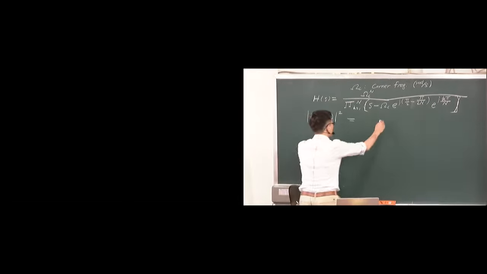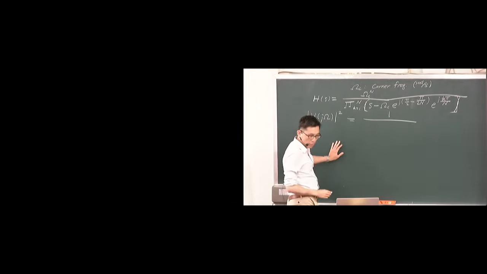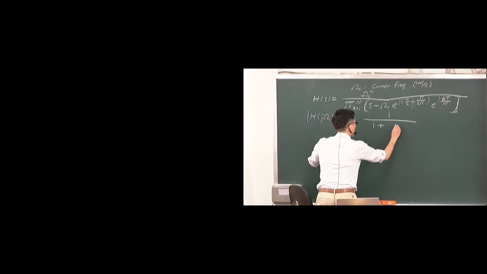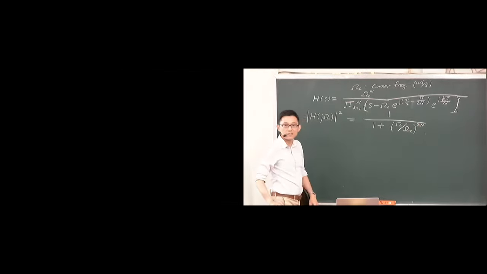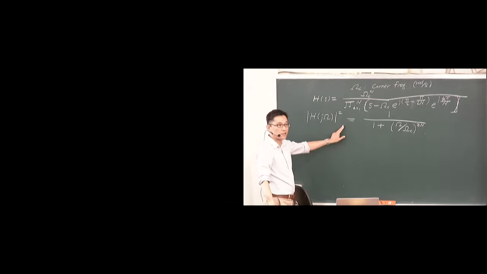So let me write it. The magnitude response is just 1 over something, 1 over a thing that has a very easy expression: omega divided by omega c to the power of 2n. It's wonderful. Very nice result. Okay.